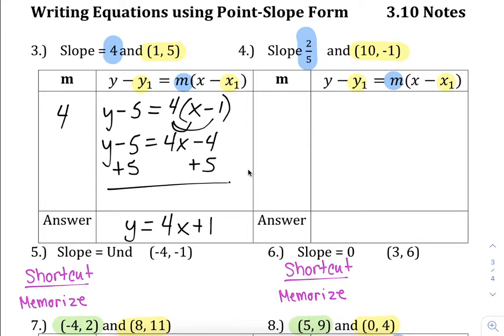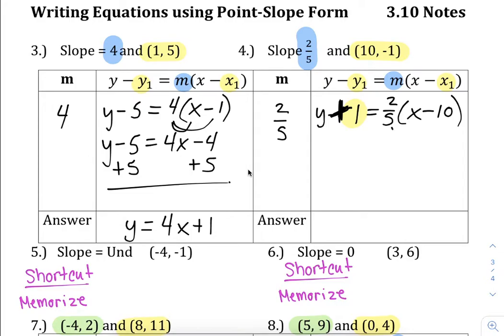Problem number 4, again, I know my slope, so 2/5. But if I plug in this time, I get y minus, and then I have to worry about plugging in this negative 1. So make sure it's y minus a negative 1. 2/5 is my slope, and then x minus a 10 for my x1. I do have a double negative right here. Minus a negative, I'm going to make that into a big old plus sign so I don't forget.